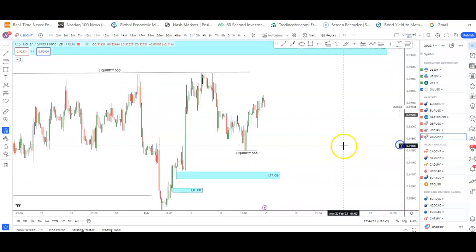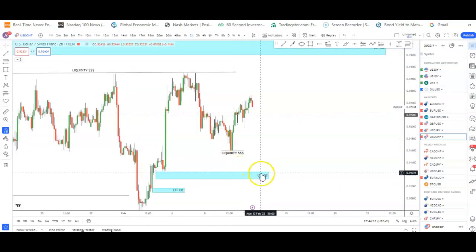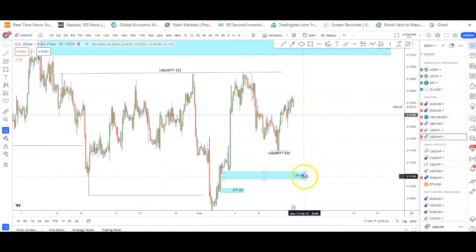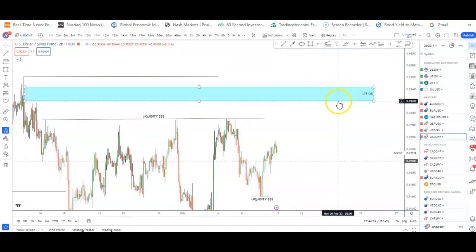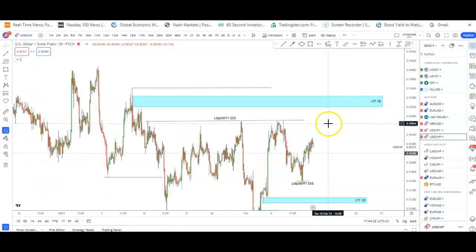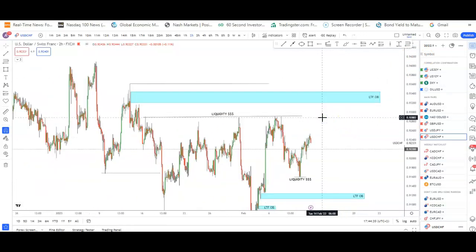Obviously, this is not a long-term bias. I would look for the buy over here just below this, taking out buyers over here, then check for buys, take out this liquidity, and then I would put my TP over here with an alert to obviously monitor any lower time frame shifts.